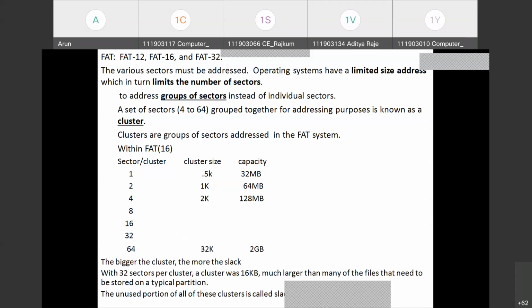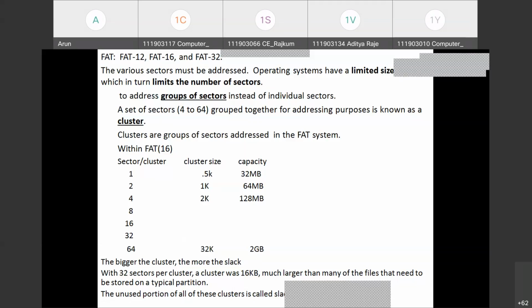Yes, sir. So, when it is 64 sectors per cluster, each cluster size is 32 KB. 32 KB into 64K. Is that 2 GB? Yes, sir. Anybody else? Yes, sir.